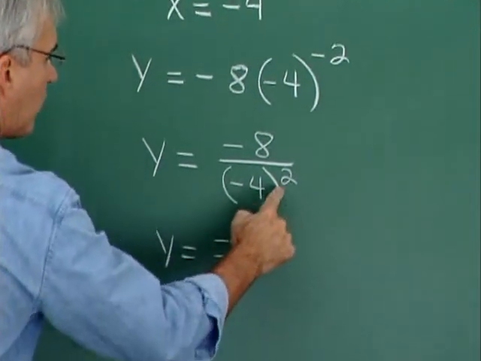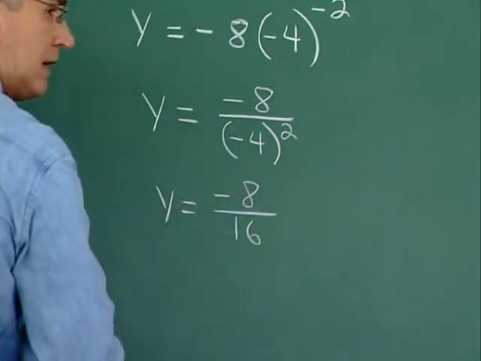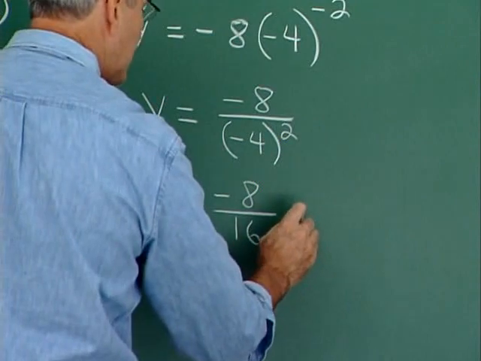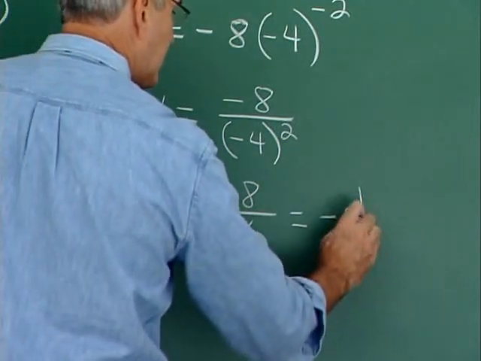Let's see, negative 4 squared means negative 4 times negative 4, oh, that's 16. And then negative divided by positive is negative. 8 over 16 is 1/2.